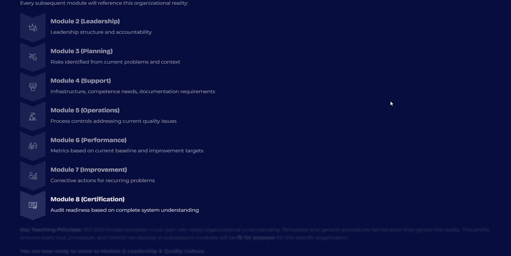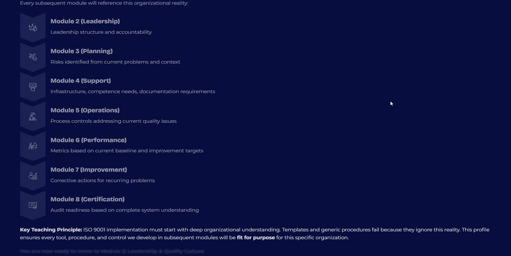Model 5, operations, process control, addressing current quality issues. And then Model 6, performance, metrics based on current baseline and improvement targets. Model 7, corrective actions for recurring problems. And then we have Model 8, certifications, audit readiness based on complete system understanding.